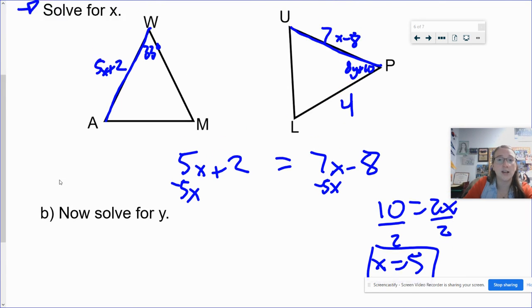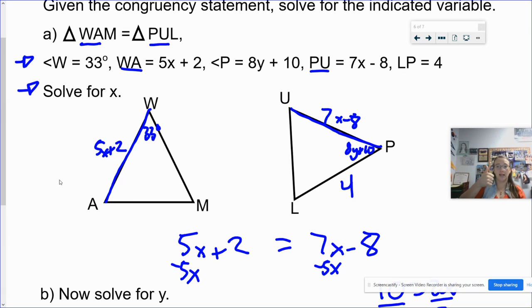Okay, now I want you guys to try solving for y. So here's the steps you need to take. Find the piece of the triangle where y is at. Look up to the congruency statement and see from the other triangle what that piece is congruent to. And then set them equal and solve. Go ahead and give it a shot all the way through.